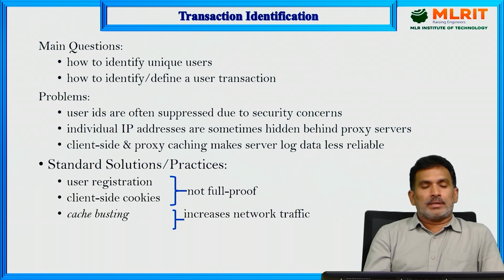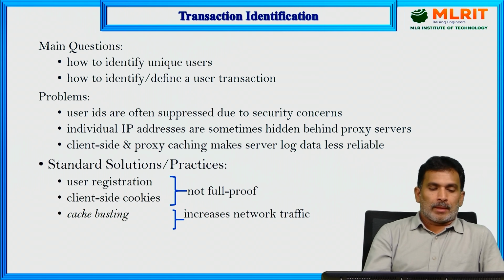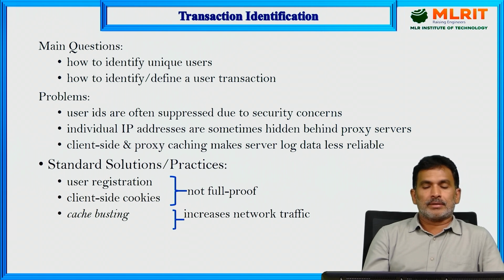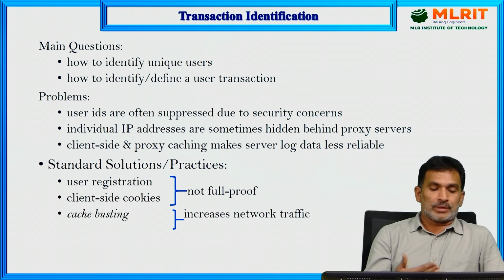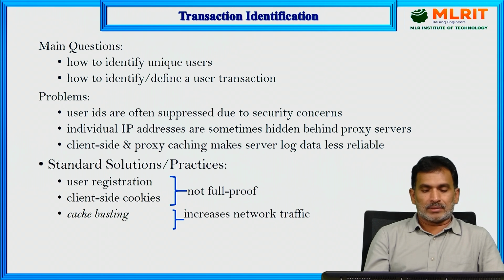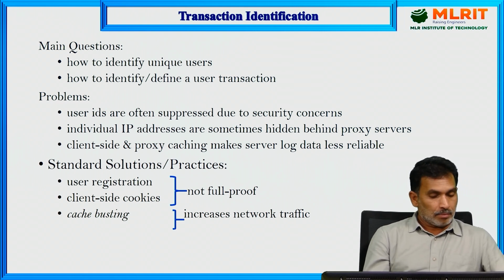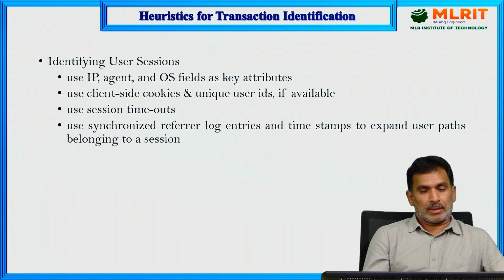So transaction identification is another one. The main questions are how to identify unique users, and how to identify or define a user transaction done by a particular user. And if you look at the problems, user IDs are often suppressed due to security concerns. Individual IP addresses are sometimes hidden behind proxy servers, and client-side proxy caching makes the server log data less reliable. So standard solutions or practices include user registration, client-side cookies, or cache busting, which are the best practices.